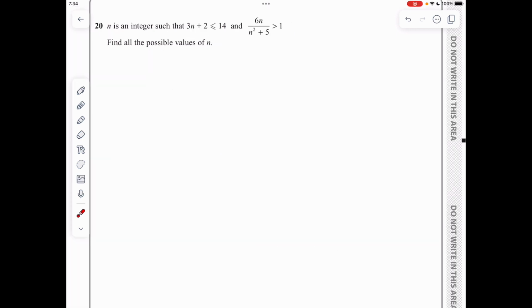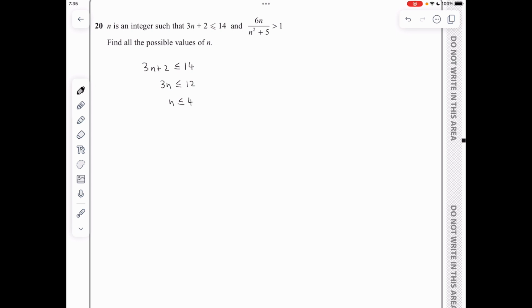In 20, we have that n is an integer satisfying that 3n plus 2 is less than or equal to 14, and at the same time 6n over n squared plus 5 is greater than 1, and we are asked to find all possible values of n. So we're dealing with two inequalities. Let me start with the linear inequality of 3n plus 2 being less than or equal to 14. So 3n is less than or equal to 12, which leads to n being less than or equal to 4.